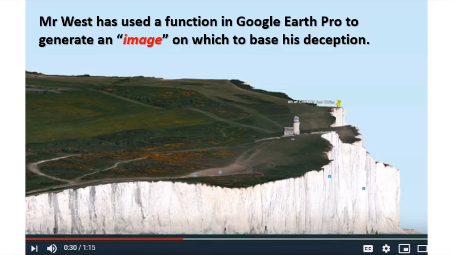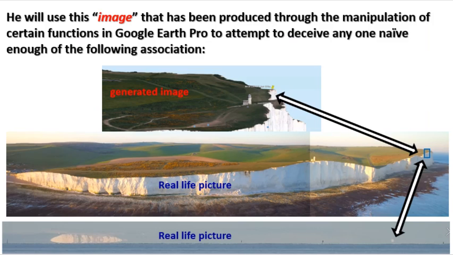Mr. West has used a function in Google Earth Pro to generate an image on which to base his deception. He will use this image that has been produced through the manipulation of certain functions in Google Earth Pro to attempt to deceive anyone naive enough of the following association. Here is a generated image, a real-life picture, and another real-life picture.